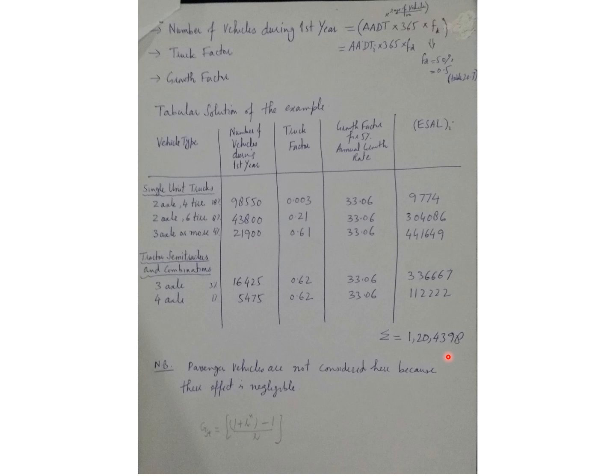So in this particular example, you have seen that passenger vehicles have not been considered because their effect is negligible. So we can neglect the passenger cars when you are going to carry out such analysis. Here you can see the formula of the growth factor. So you can use this formula to determine the growth factor, or you can consult the table in this regard.